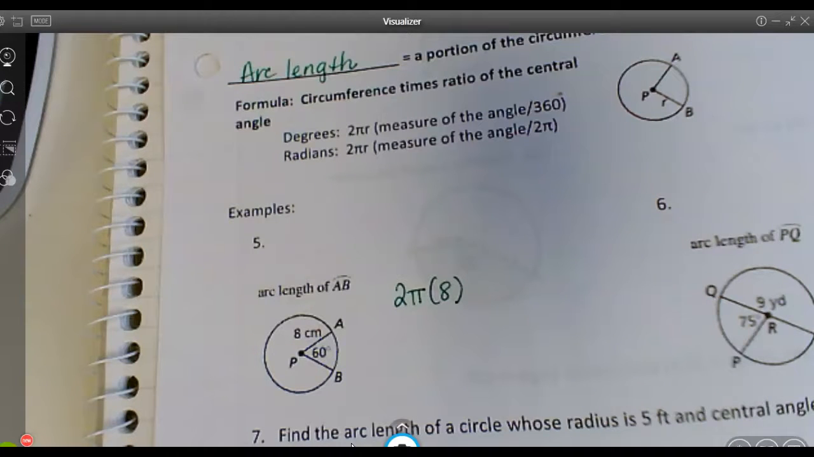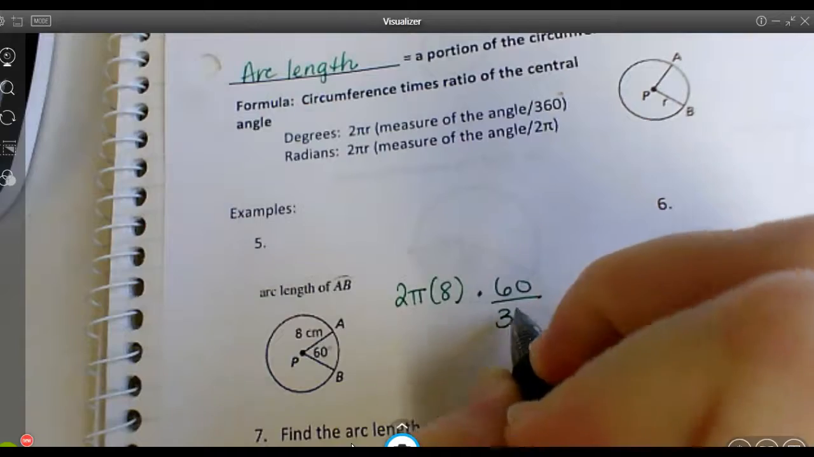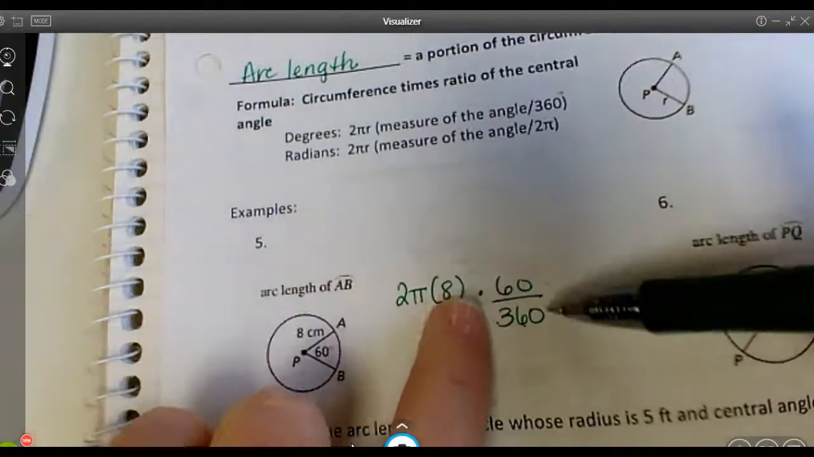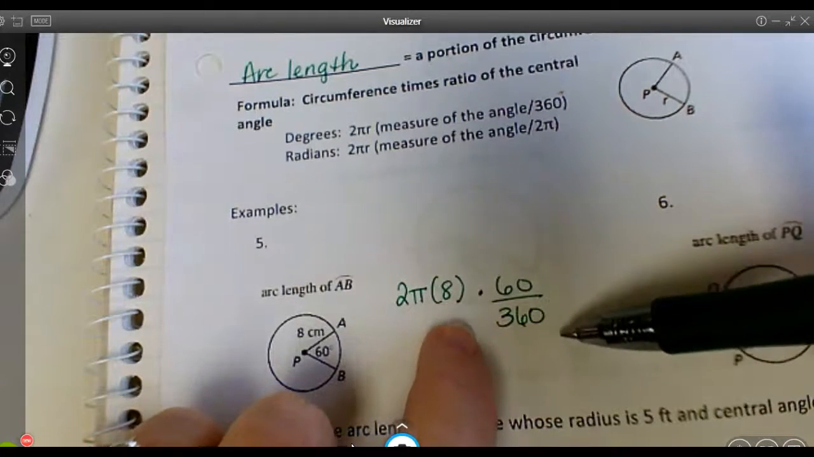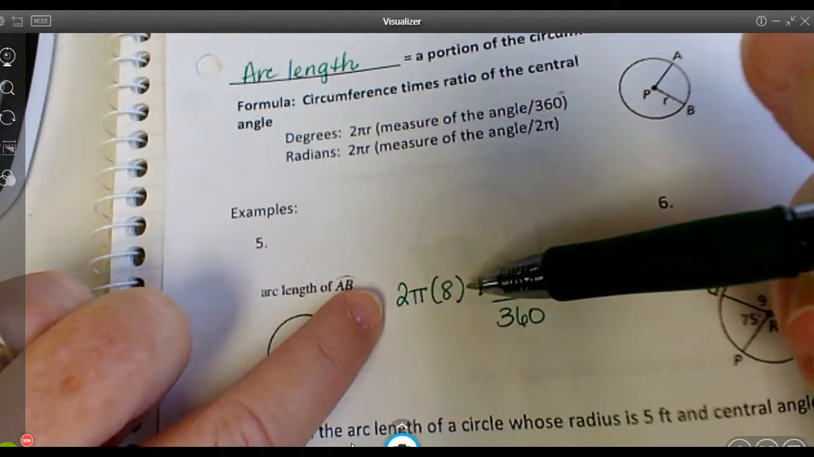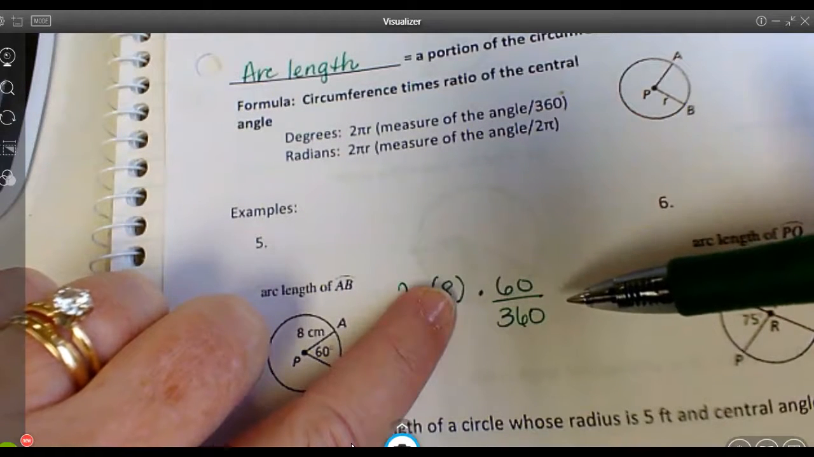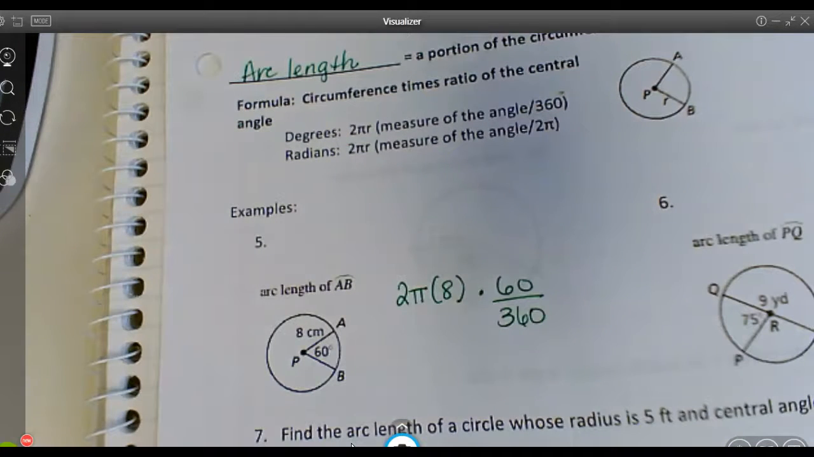Well, again, to figure out the part that we need, we take the angle that it gives us, which is 60, and we divide it by 360, because this is the fraction of the circle that you're looking for. So 2 pi times 8 is the circumference, and then you multiply by the fraction of the angle.